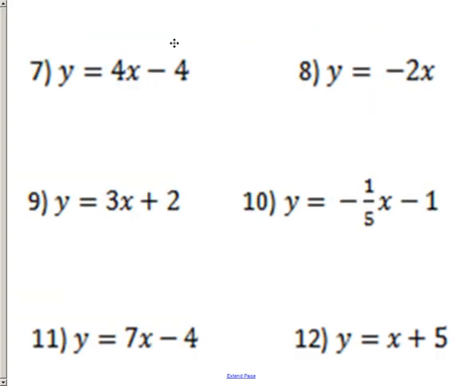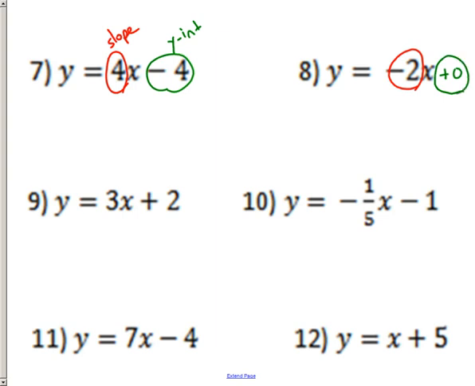So for the last part of this video, hit pause, identify all of your slopes, and then identify all of your y-intercepts, and hit play when you're ready, and we'll see how you did. That's the slope. This is the y-intercept. This is the slope. And what's happening here is there's nothing there, so it's the same as +0. So your y-intercept is actually 0.